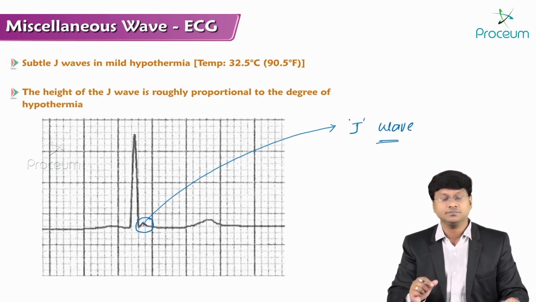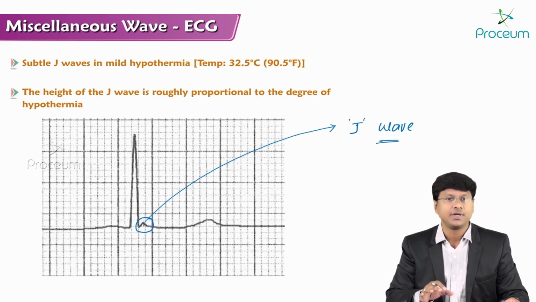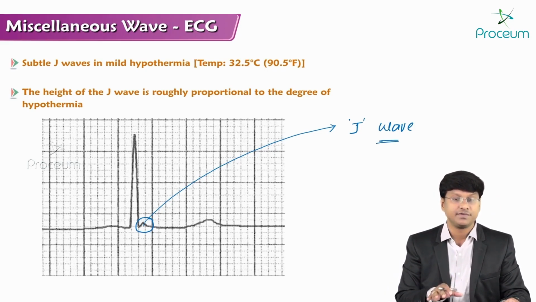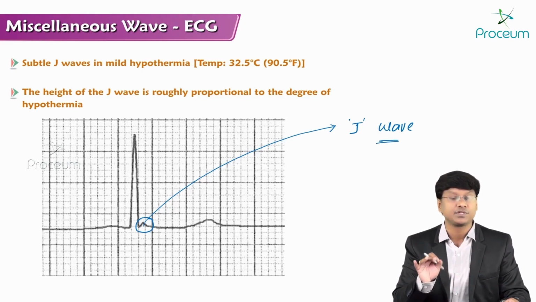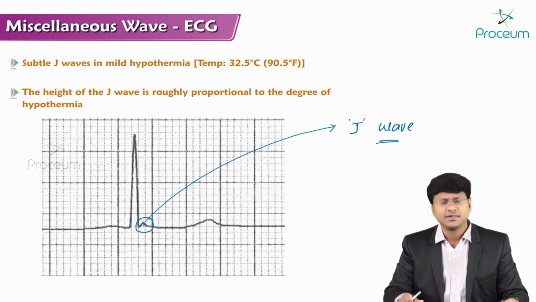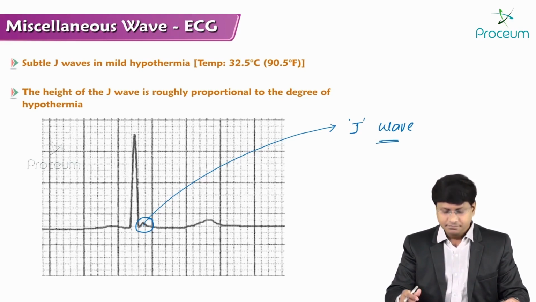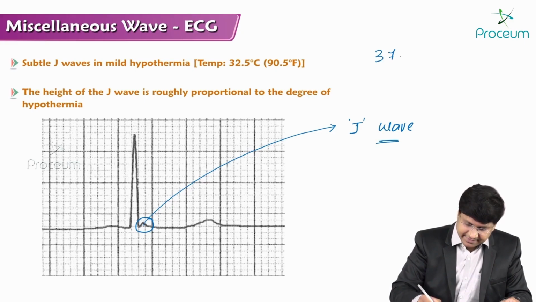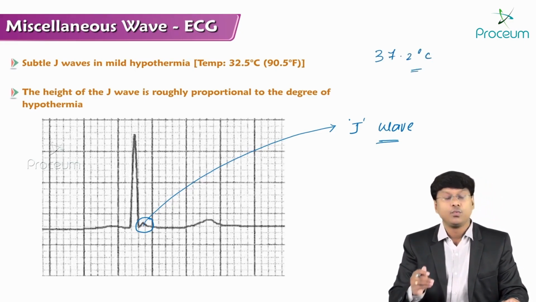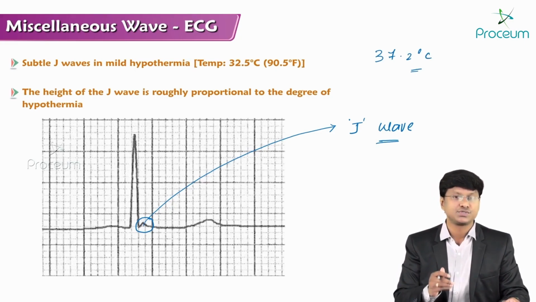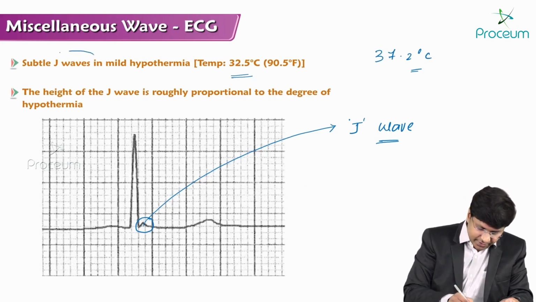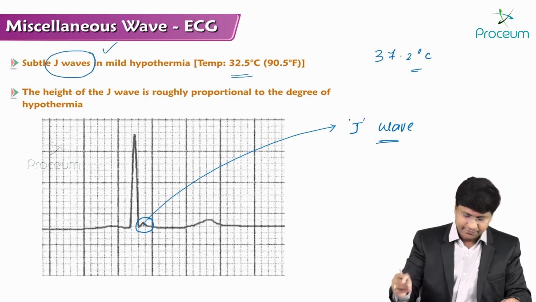Now what are the conditions where you have the presence of the J wave? You have the J wave in case of hypothermia. What is the normal body temperature? The normal body temperature is around 37.2 degrees centigrade. When the body temperature reduces to 32.5 degrees centigrade, that is the point when you have the presence of the J wave.